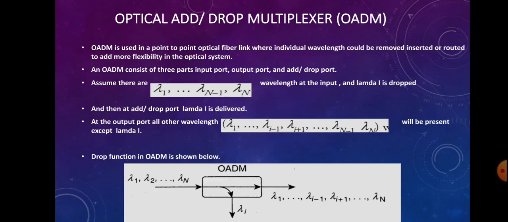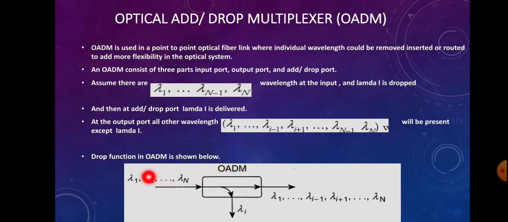You can see here a pictorial representation of an OADM. It consists of an input port, an output port, and another port shown downwards, that is the add or drop port. Suppose there are n different wavelengths, that is lambda 1, lambda 2, etc. up to lambda n at the input. And in this case, we have to drop one of the wavelengths. Suppose lambda i is the wavelength that is to be dropped. So we will use a drop port in the case of OADM. You can see here that this shows the OADM drop port.